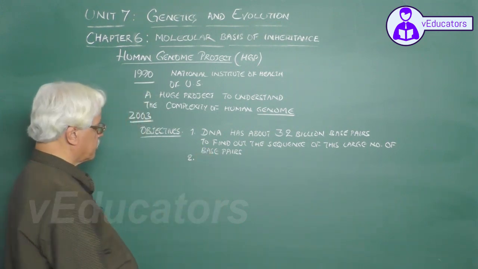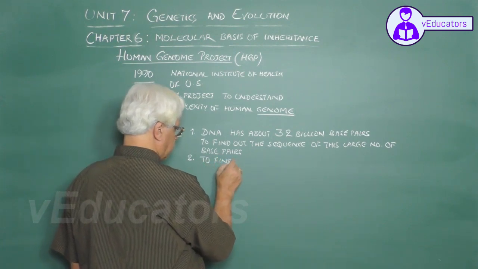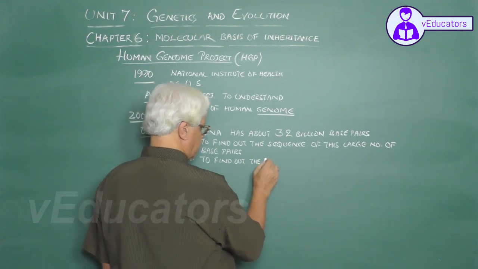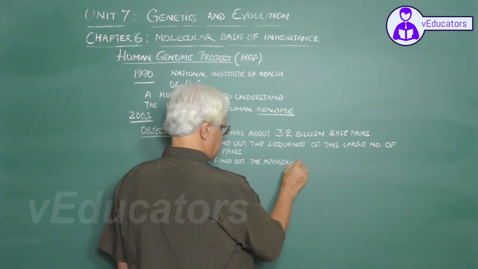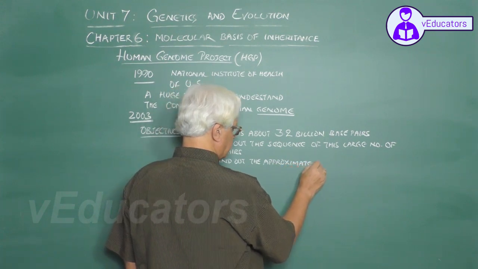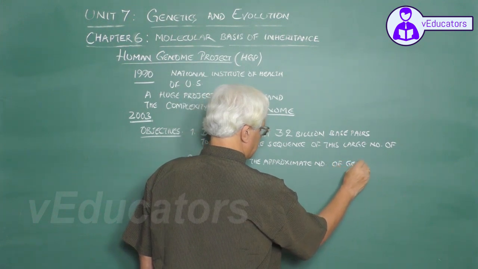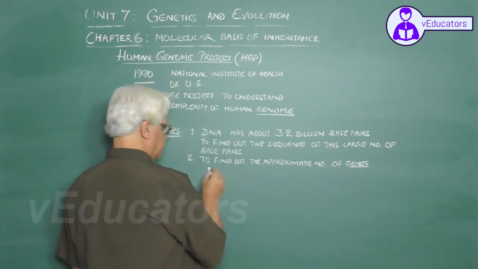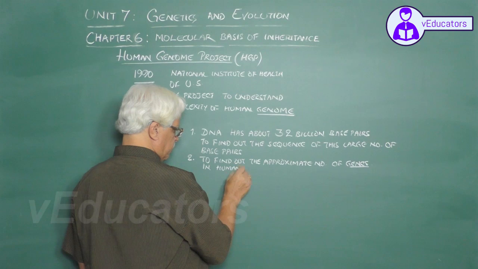Number 2, to find out the approximate number of genes in the human DNA.